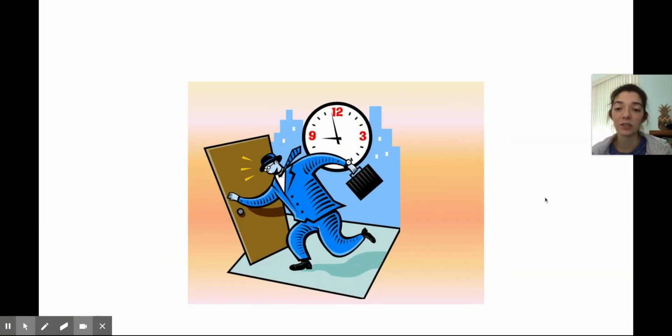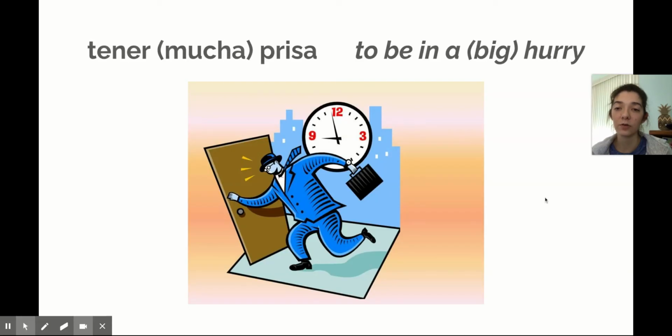Up next, this guy is rushing out the door. Therefore, he is in a big hurry. Tener mucha prisa. To have a lot of hurry. No, to have a lot of, like, you're on it, you're quick, you need to get out of there. Tener mucha prisa. Remember, literally, to have, but figuratively, to be in a big hurry.